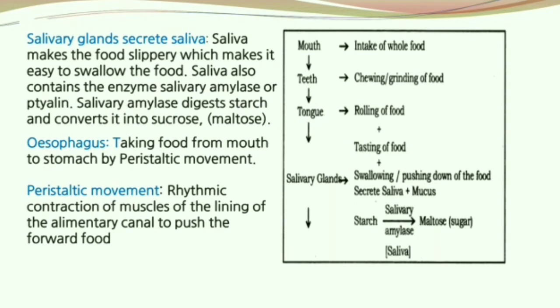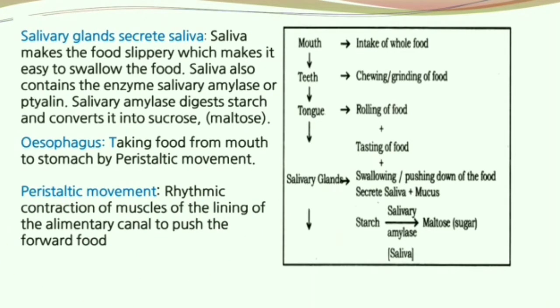The esophagus helps in taking food from the mouth to the stomach by the peristaltic movement. So, what is peristaltic movement? Peristaltic movement is the rhythmic contraction of muscles that line the alimentary canal, which in turn helps push the food forward.